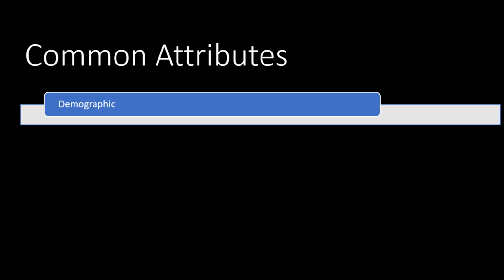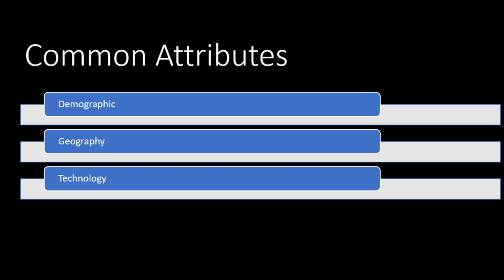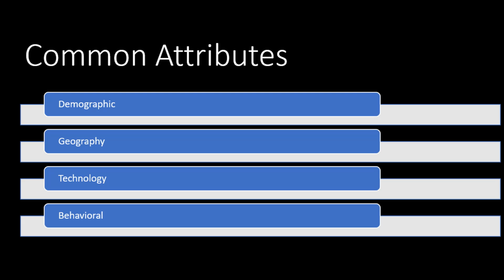Some of the common attributes used in segmentation include demographic, which is information such as age, gender, etc. Geography, which includes the city, state, region, etc. The technology the user is using to access the site or app, which includes things like desktop, mobile, device type, etc. And then user's behavior, which includes things like where the user arrived from, what action the user took on the site, such as which buttons the user clicked, which links the user clicked, what white paper the user downloaded, etc. You can use a combination of these attributes to define a particular segment.